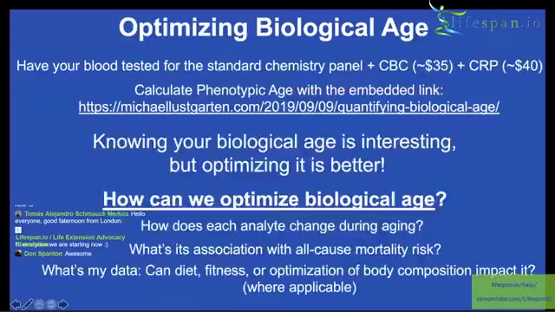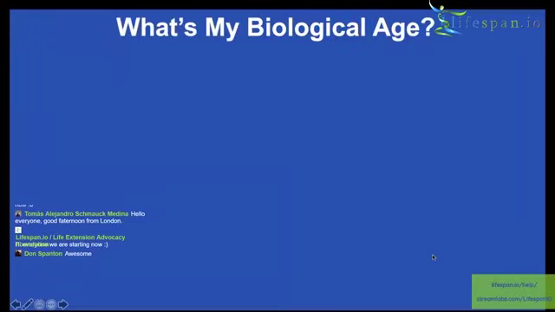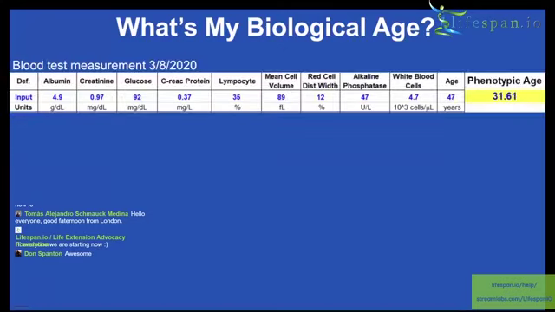So let's start with what's my biological age. This is my last blood test measurement 2 months ago in March. After putting in all of my data, I come up with a phenotypic age of 31.61 years. I should mention, I think I have 8 or 9 measurements that include all of these blood test variables over the last 2 years.